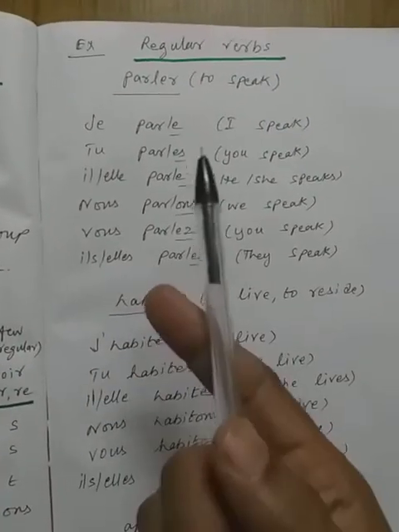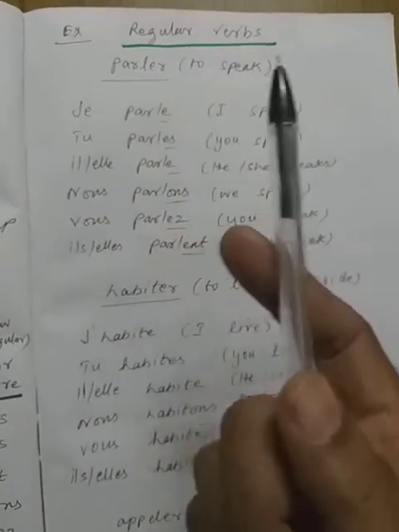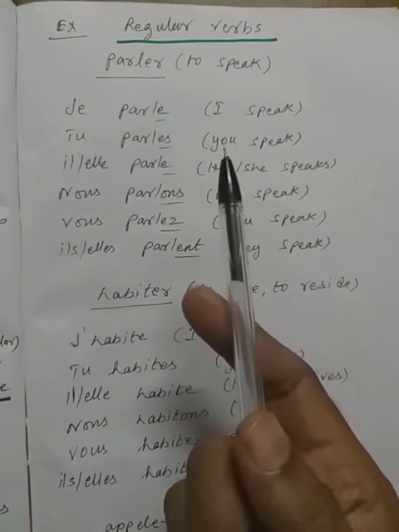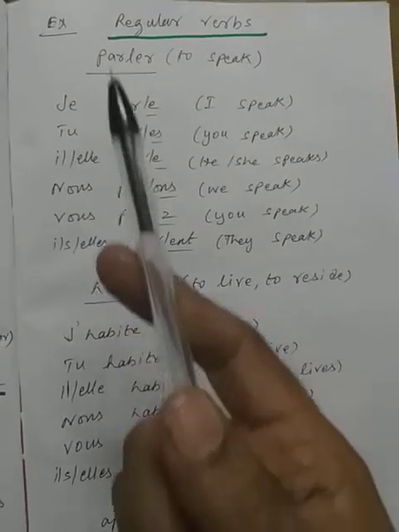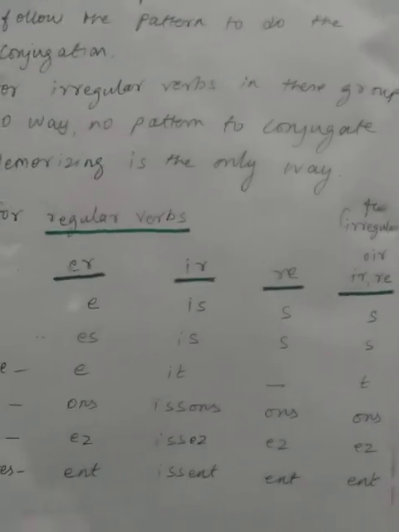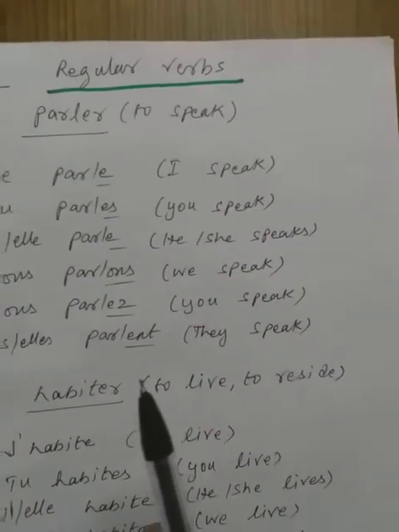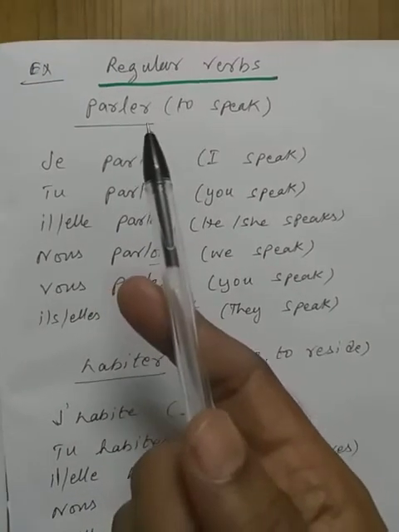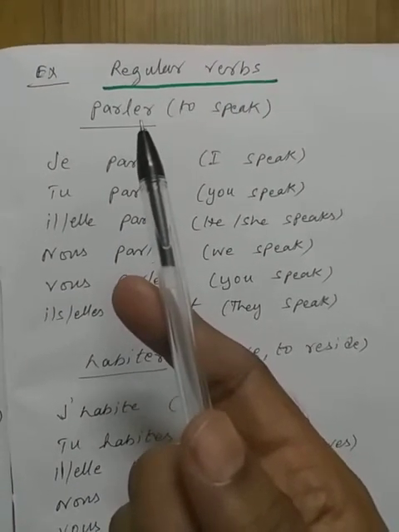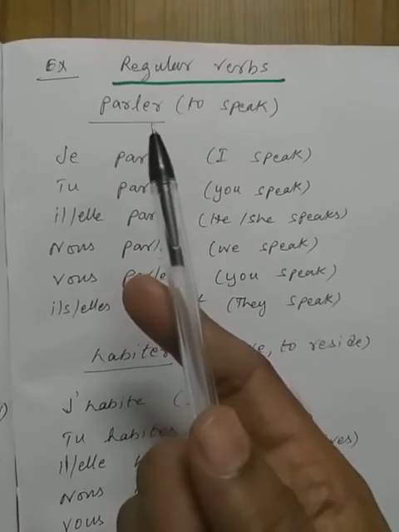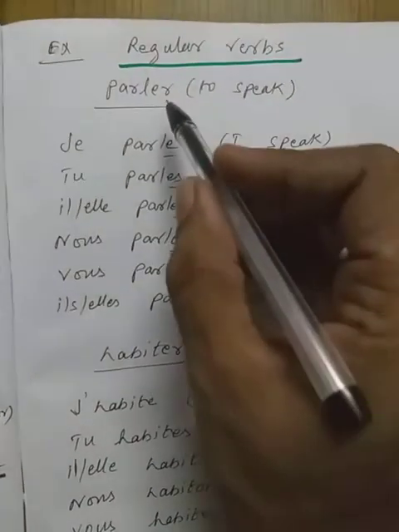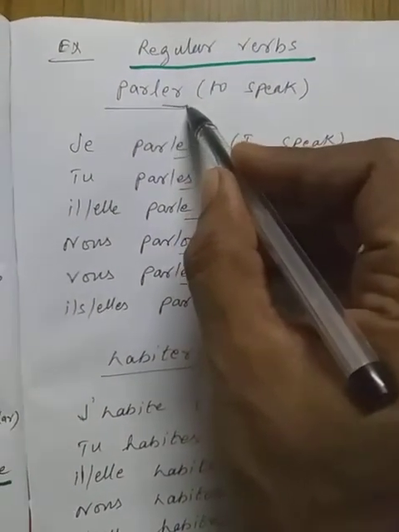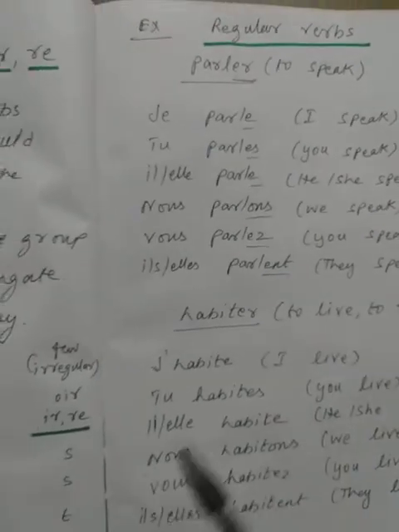Look here, regular verbs, the parler verb. The meaning of that verb is to speak in English. If you do the conjugation of this verb in present tense, you have to follow the pattern I just showed. Example, parler verb. What type of verb is this? ER verb. I told you there are only three groups: ER, IR, RE. Here it is ER. See the ending? ER. Now, replace the infinitive verb ending ER by the given endings.